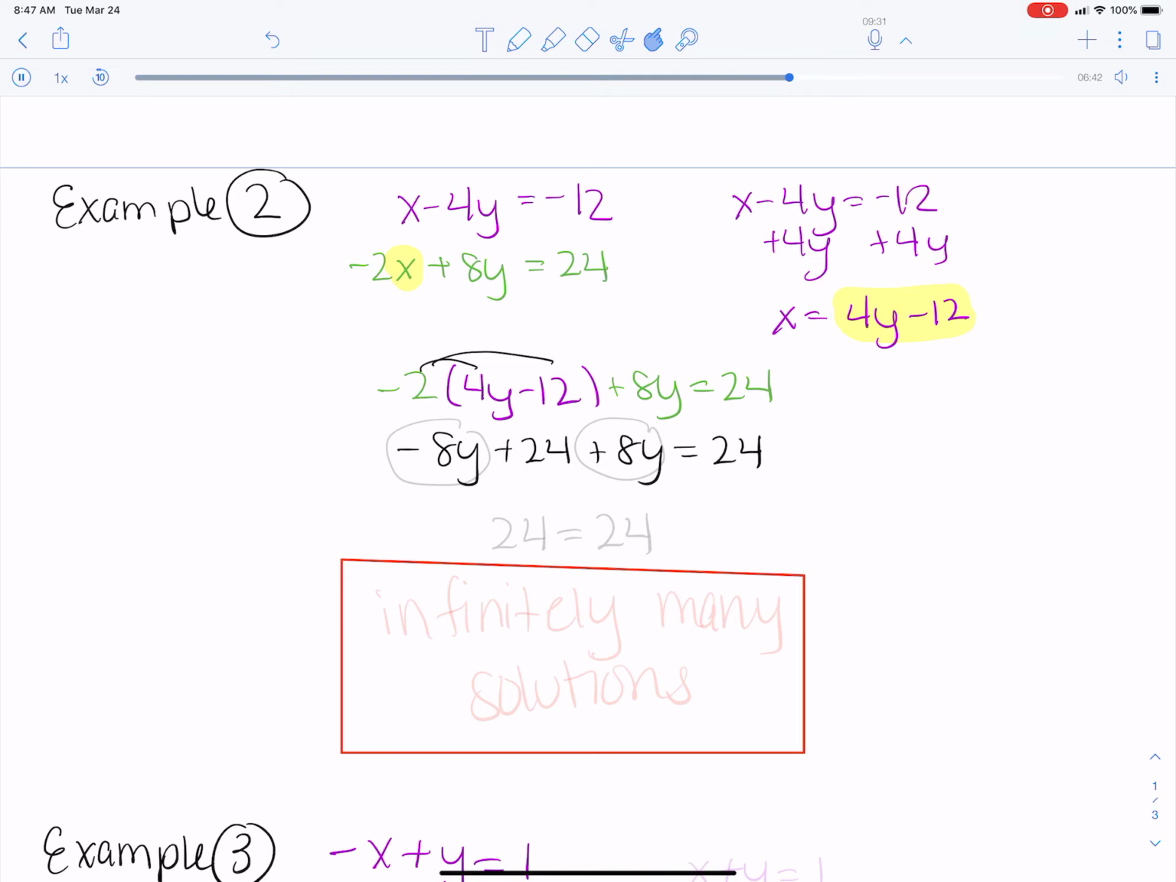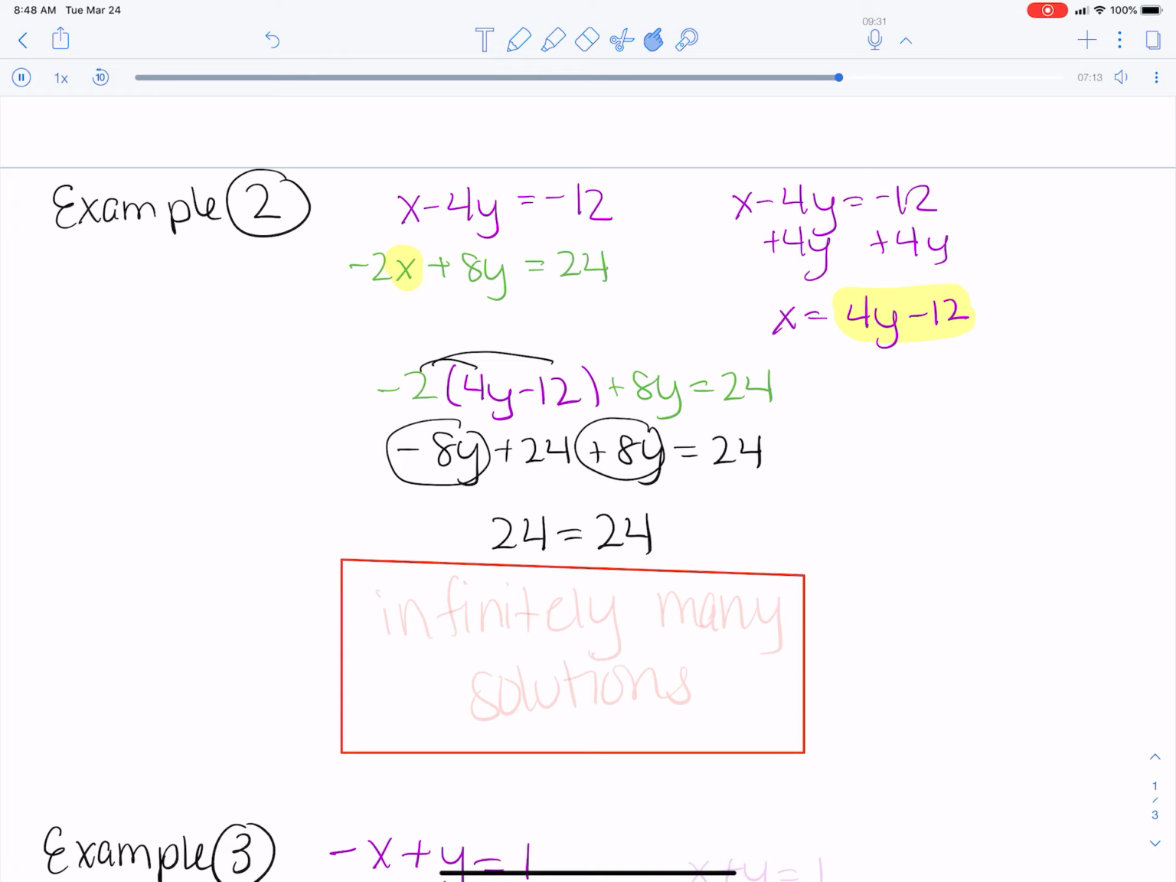Alright, so now we have to keep solving for y. So when I combine my like terms, I have negative 8y and positive 8y. One negative and a positive, they make 0, so I'm just left with 24 equals 24. Now, this is one of the special cases with systems. So we completely eliminated our variables. I don't have any more variables. We have to think about if what we're left with makes sense. Does 24 equal 24? Yeah, it does.